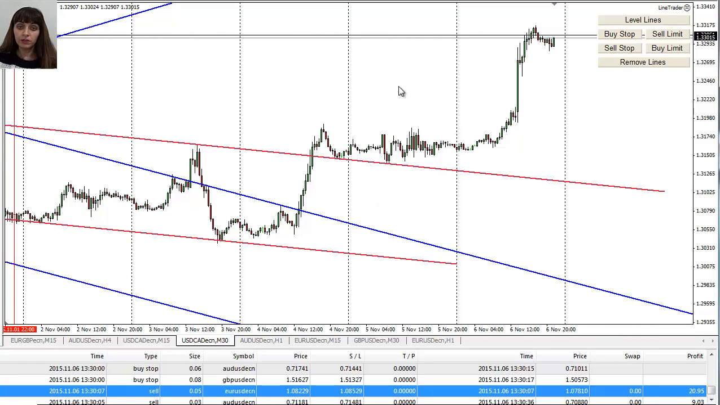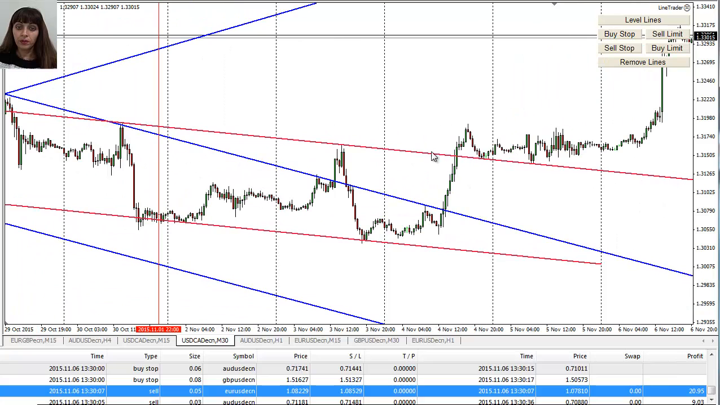And of course, as you can see, there is nothing around here, nothing I would like to do, except that it broke this area.